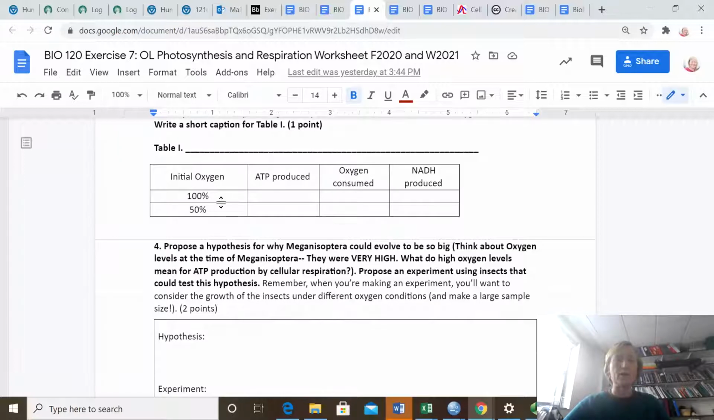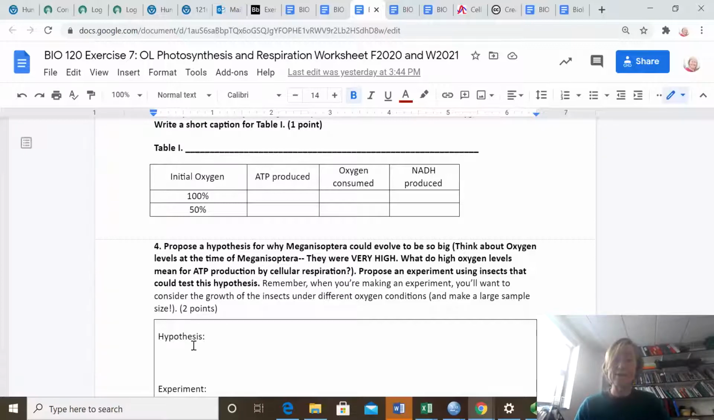So you're going to record 100% oxygen and 50% oxygen conditions. I think, because I know oxygen is required for cellular respiration, the more oxygen you have, the more ATP you're going to make, right? And then think about this. Think about these insects that grew to be very big. How could they grow so big? Well, there was a lot of oxygen around. If there's a lot of oxygen around, maybe they can make more ATP, and that will encourage growth. That would be a hypothesis you could make.